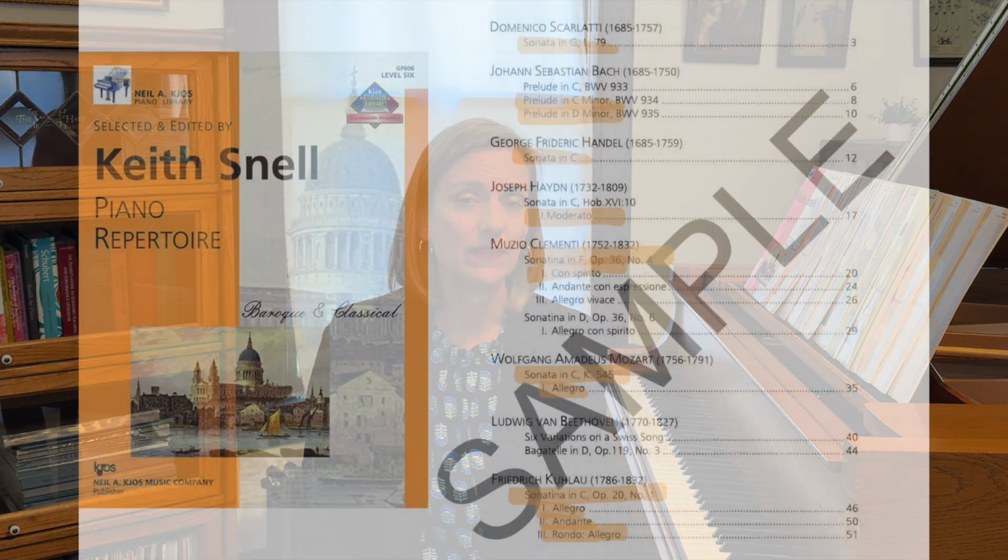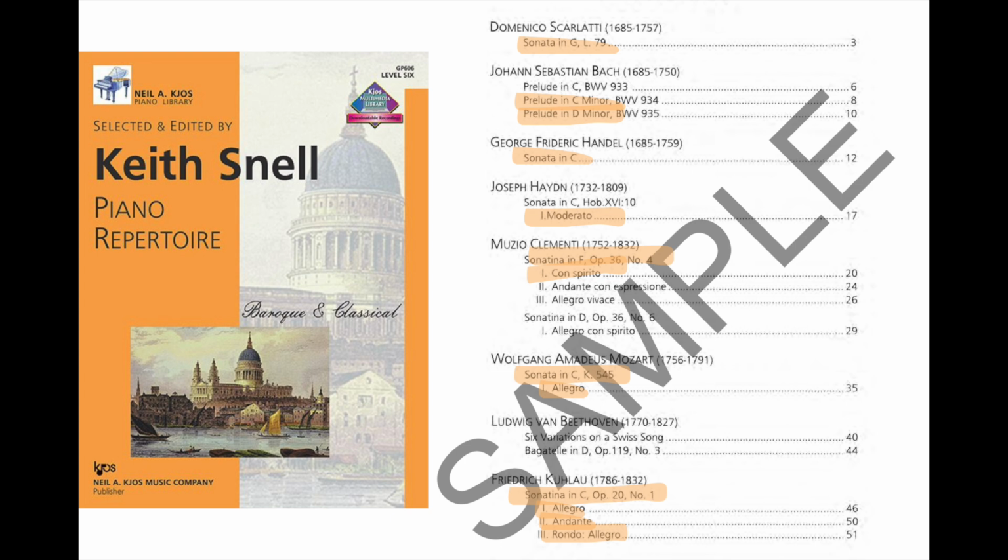Let me just compare that with the same thing for level 6. If we look at the contents for the Baroque and Classical book at level 6, again, most of them are included in the Essential Repertoire book. It is worth noting that for that Clementi Sonatina, he only includes the first movement, but for the Kuhlau, the entire sonatina is included. And now let's look at the Romantic and 20th Century.